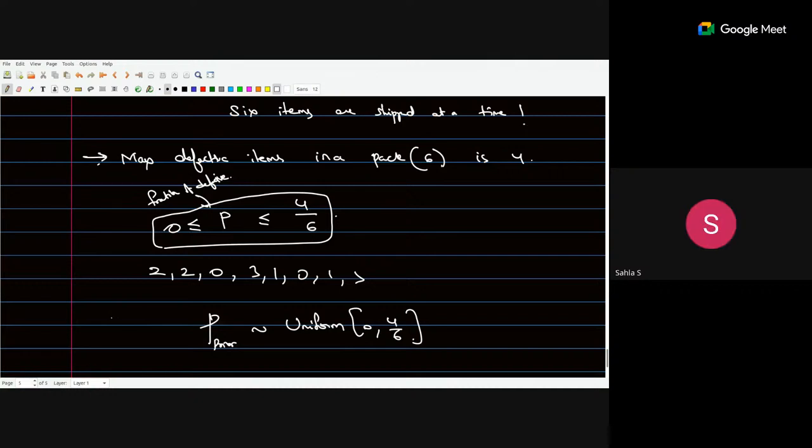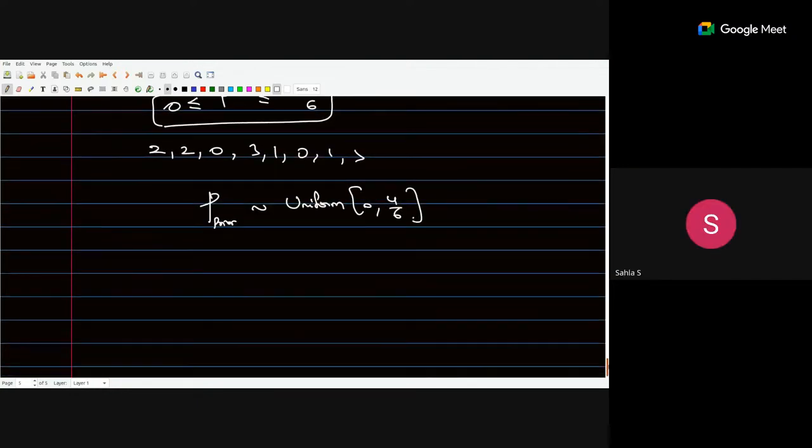When they are multiplying the likelihood, they are multiplying it by 0.66. So 4/6 is 0.67. We should not find it like that; the density should be 1 by (b minus a), which is 1 by 4/6. So b minus a, with b being 4/6 and a being 0, becomes 6 by 4.